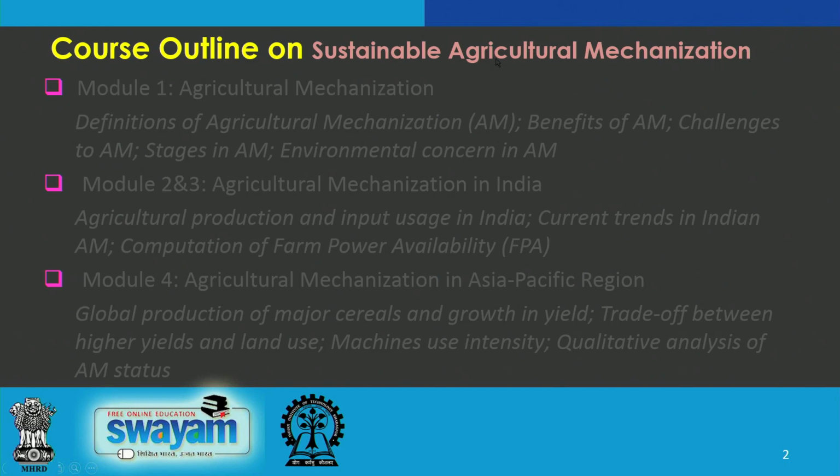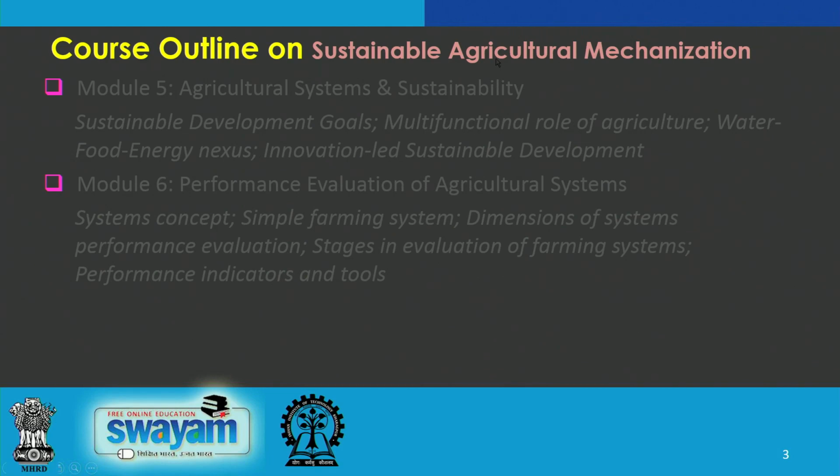This course outline on sustainable agricultural mechanization, we have covered 6 modules up to now, including the agricultural mechanization. Module 2 and 3 were encompassing the agricultural mechanization situation in the country. Module 4 talked about the agricultural mechanization situation in the Asia and the Pacific region. Module 5 covered agricultural systems and sustainability. Module 6 was considering the performance evaluation of agricultural systems.